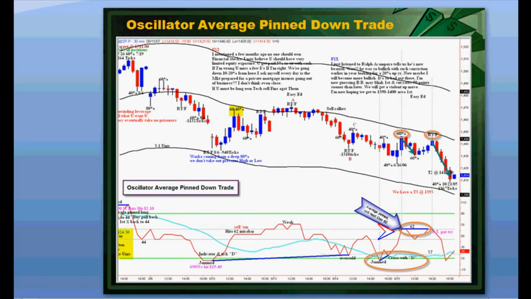This is what the oscillator and the decline in June, July of '02 looked like. That whole mid-June was just in a slope down trend. Every time it got back to the 62, you just hit it. You didn't even care. Just hit it, and you made a fortune.